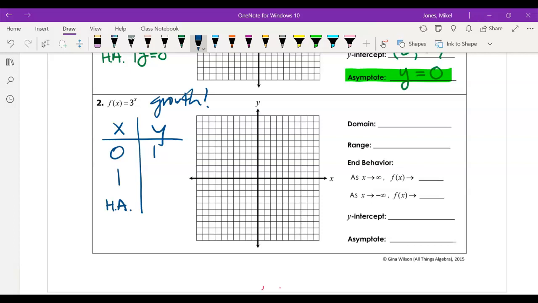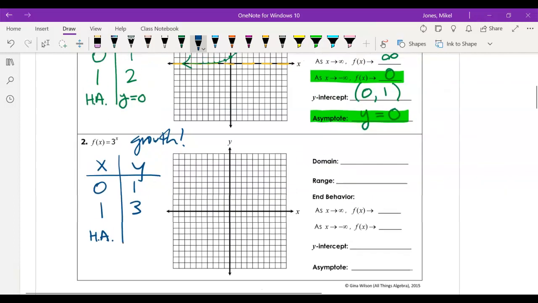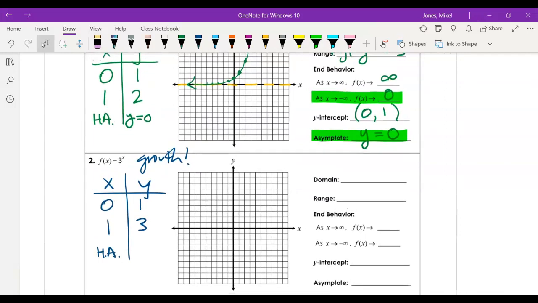Okay? And what do we get when we plug in a 1? 3 to the 1 is 3. And there's also kind of a similar pattern here. The number you get when you plug in 1 is always whatever the base is. So whatever that base is, if it was 2 in the previous problem, it's 3 in this one. And then we will have a horizontal asymptote of y equals 0 again. So is that always a rule? For a parent function, yes. Okay, so 0, 1, 1, 3, and it looks exponential, so it's going to do kind of like this.